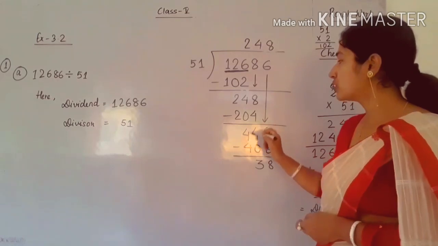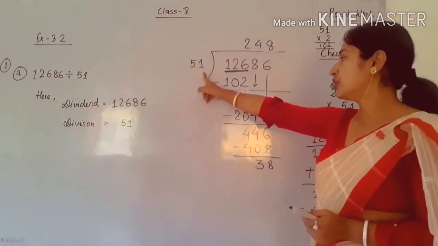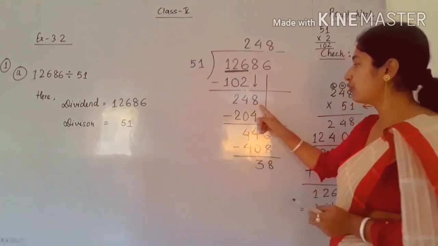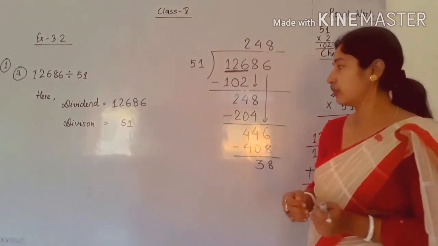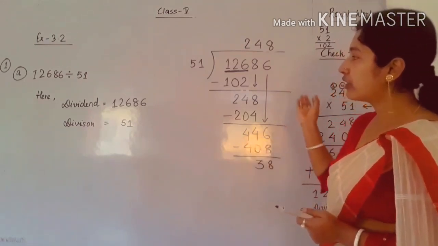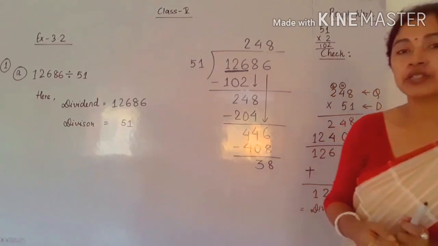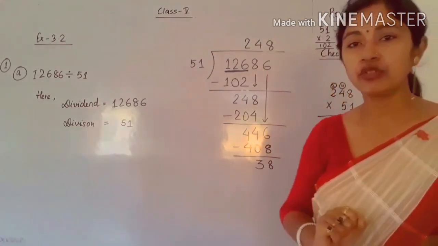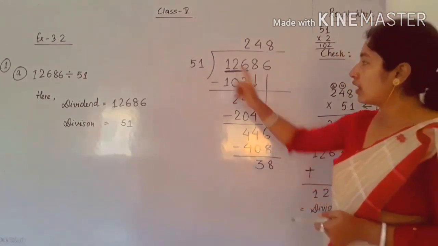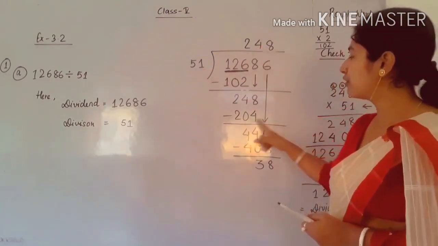Now you have to check in the table of 51 which number is equal to 248 or less than 248. In rough work you have to multiply 51 with any number. Suppose you multiply with 4 or 3, you have to check which number comes. So 51 fours are 204.